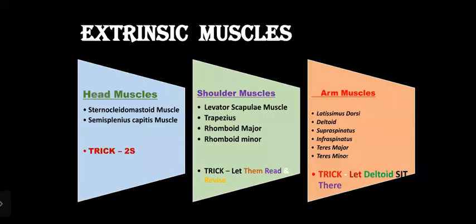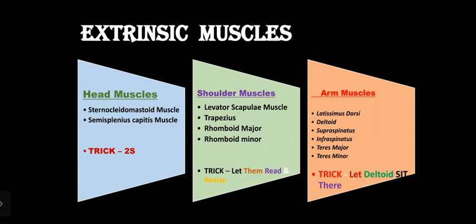Now the question arises how to revise, how to learn these extrinsic muscles. So just be calm, we have a super amazing trick for this. First, I have already divided the entire back portion into three main parts: the head, then shoulder, and the arm. So let's recall what we can see at the back. Beginning from the head muscles, we have the sternocleidomastoid muscle, then we have the semispinalis capitis muscle. So to remember the head muscles, we have 2S, that is sternocleidomastoid and semispinalis capitis.